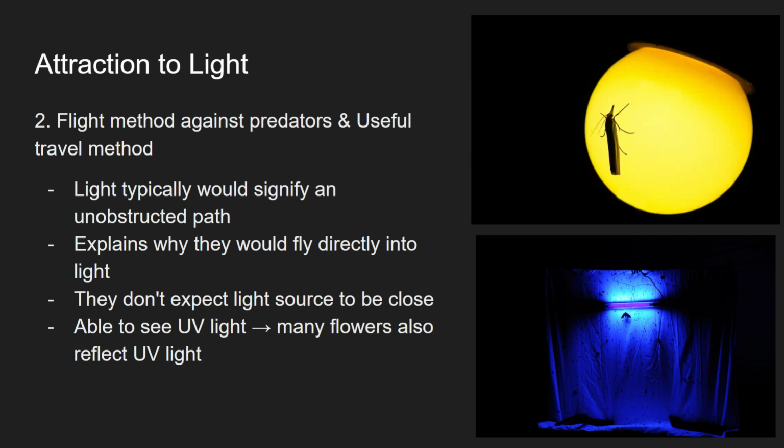So from their perspective, if they just have false depth perception, they think this area is just a very large area that they could fly into, but they can't, of course. And they're also able to see UV light, which they're highly attracted to as well. And many flowers can also reflect UV light, and those are the flowers they're more attracted to during the nighttime. So it also has that coevolution as well.